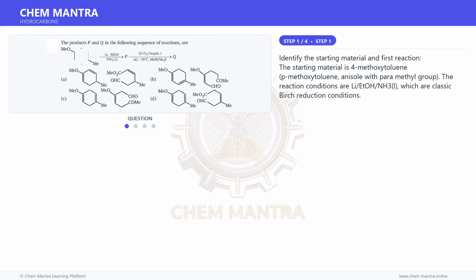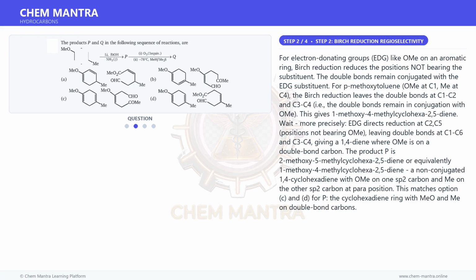The starting material is 4-methoxytoluene, p-methoxytoluene, anisole with a para-methyl group. The reaction conditions are Li, NH3(l), which are classic Birch reduction conditions. Moving on to the next step. For electron-donating groups, EDG, like OMe on an aromatic ring, Birch reduction reduces the positions not bearing the substituent. The double bonds remain conjugated with the EDG substituent.